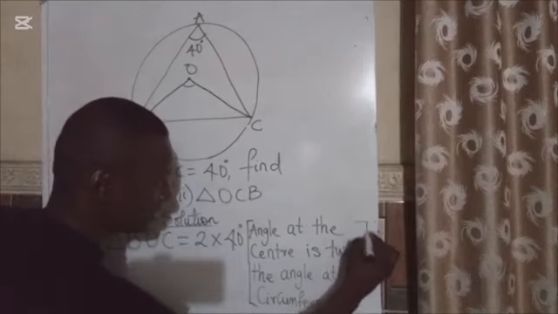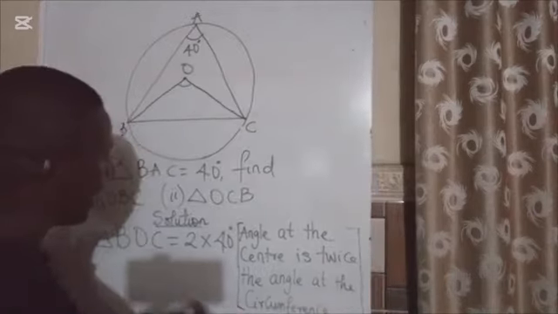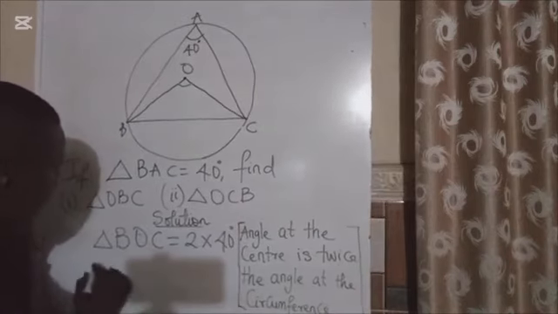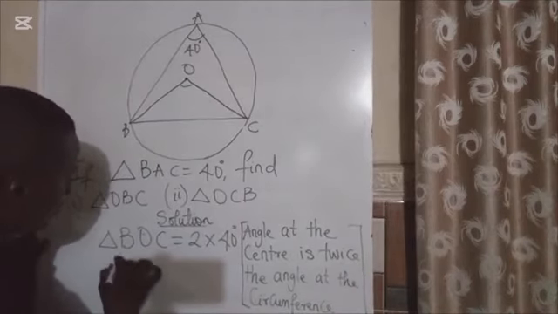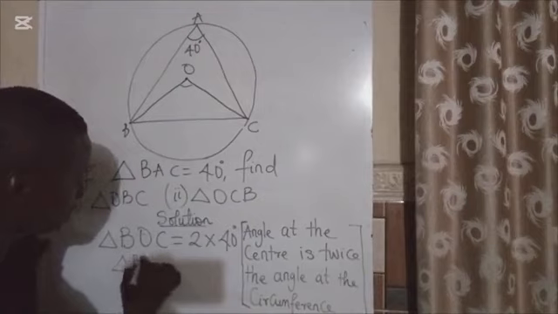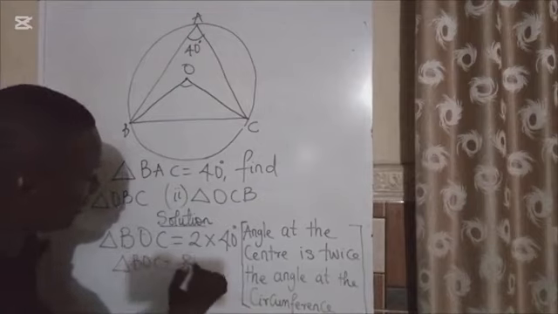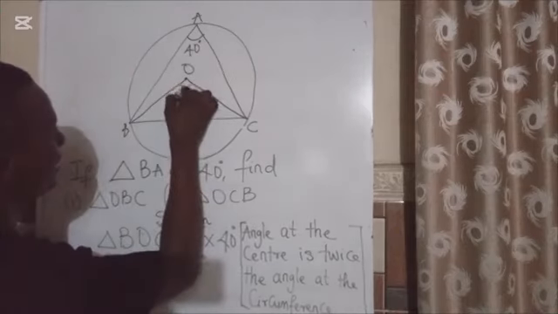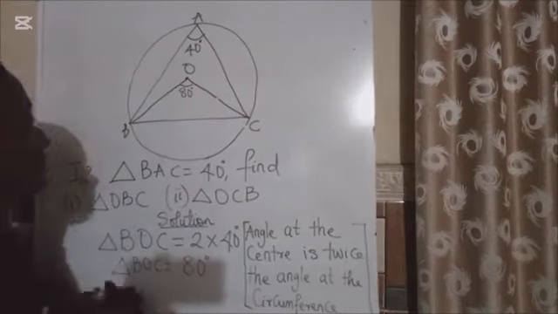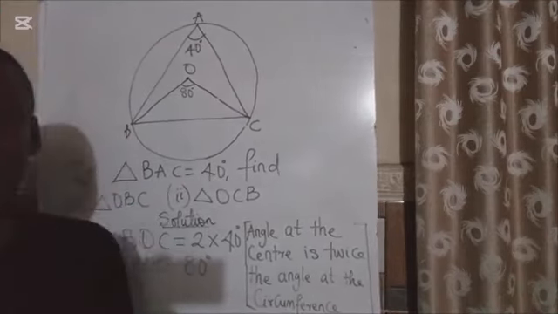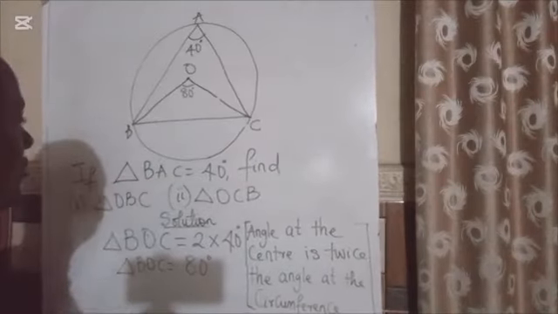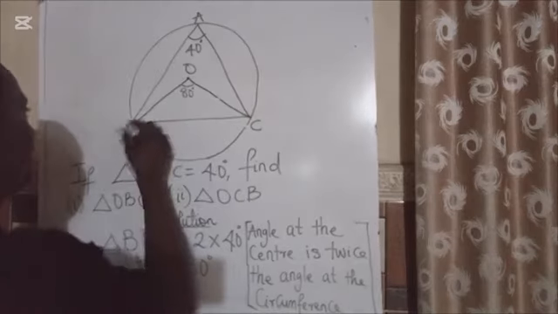Angle at the center is twice the angle at the circumference. Therefore, triangle BOC is equal to 80 degrees. That means here is 80 degrees. Do you understand? Now, since here is 80 degrees, it is easy for me to get the angle here.